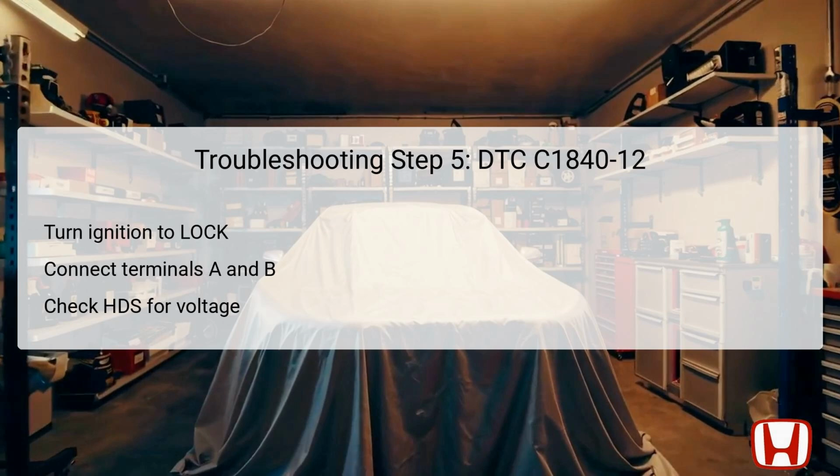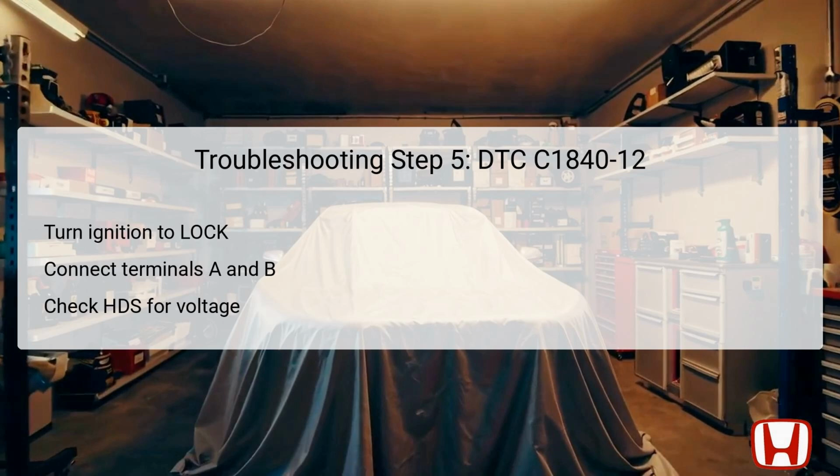In troubleshooting step 5, commence by turning the ignition switch back to the lock position for safety. Then, connect the terminals A and B using a jumper wire, situating terminal A at number 2 of the rear differential fluid pressure sensor's 3P connector, and terminal B to a solid body ground. Once this connection is made, turn the ignition switch to the on position.